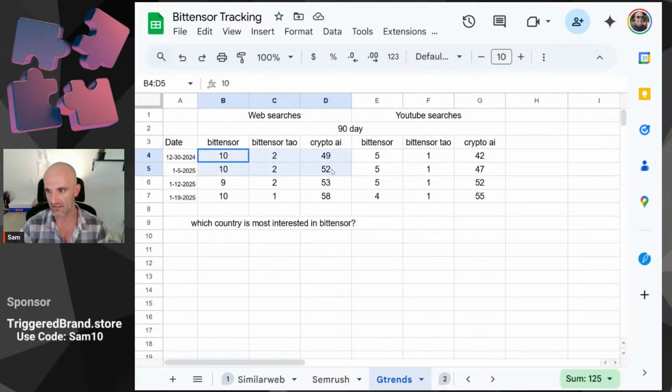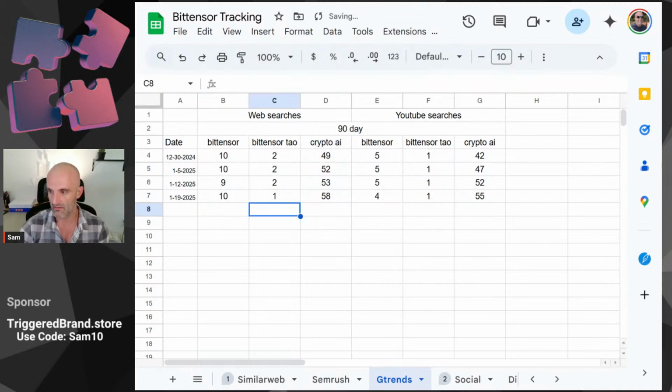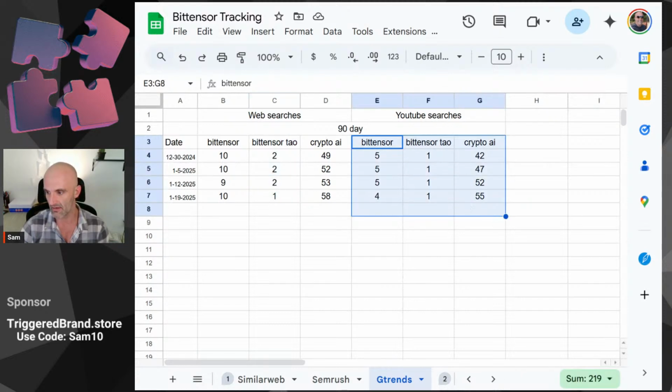So we've been tracking this as a percentage, right? There's significantly more traffic for crypto AI, and that is growing, where these two are fairly flat. However, this is a much broader term than what is Bittensor or Tau, which is a very micro term, the niche type term. And then we're doing the same thing on YouTube.